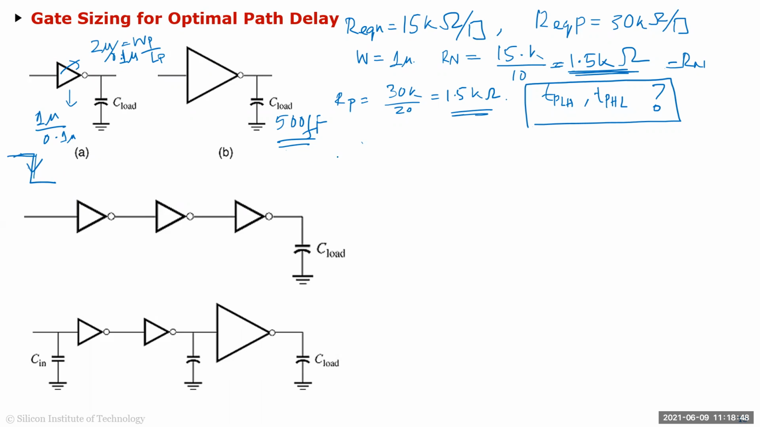That means your PMOS is sitting at ground, so VGS is VDD, and it is charging this 500 femtofarad cap. And I want to know, from low to high, so from 0 to VDD by 2, what time am I going to take? And this one, like I said, Rn we have calculated to be 1.5K.